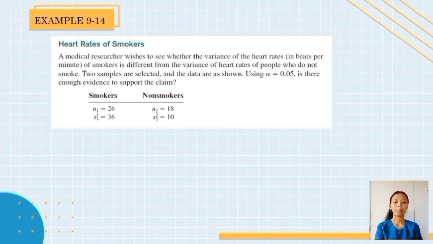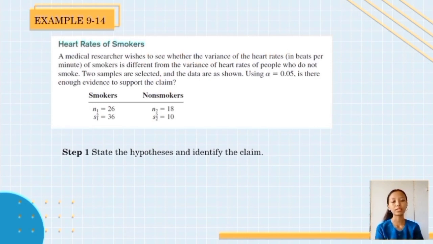Now, first step, we are going to state the hypothesis and identify the claim. In this case, the null hypothesis will be sigma squared sub 1 equals sigma squared sub 2, and our claim or the alternative hypothesis will be sigma squared sub 1 not equal to sigma squared sub 2.